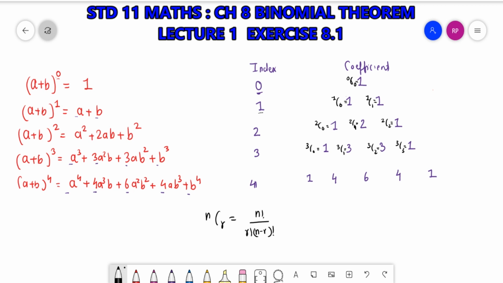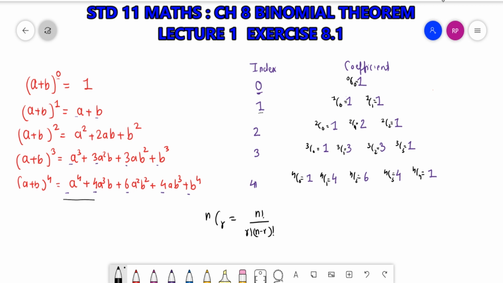Okay, again when the power is 4, I will start with 4C0, 4C1, 4C2, 4C3 and 4C4. When you solve it, you will get these numbers only. Okay, so we will use these concepts in the binomial theorem. We will combine this with Pascal's triangle.